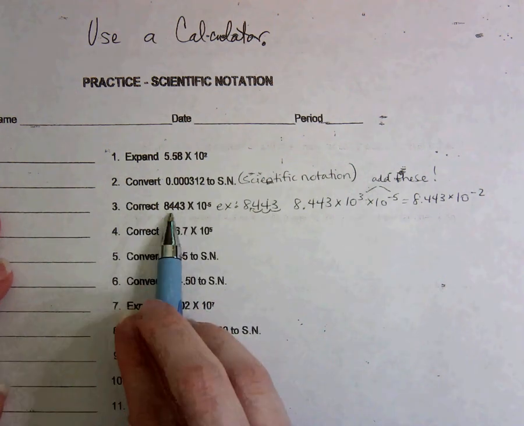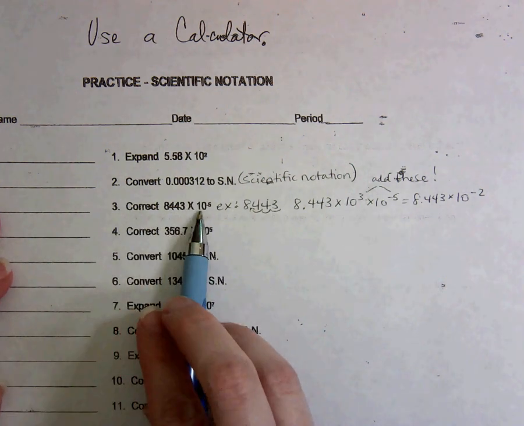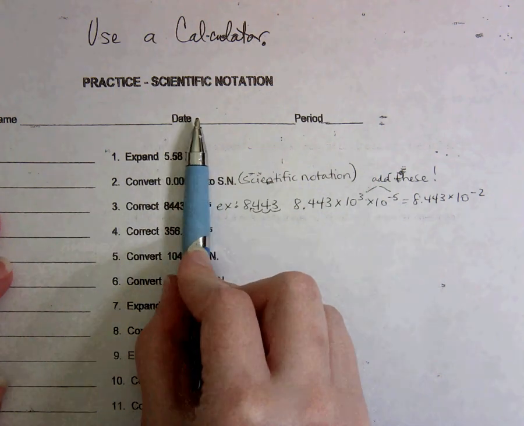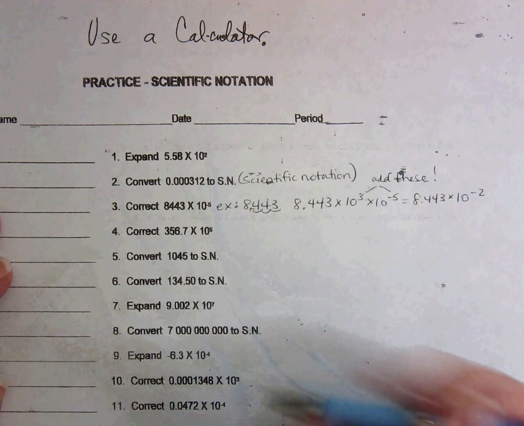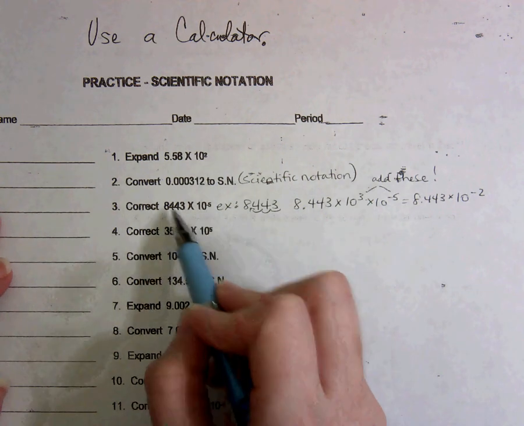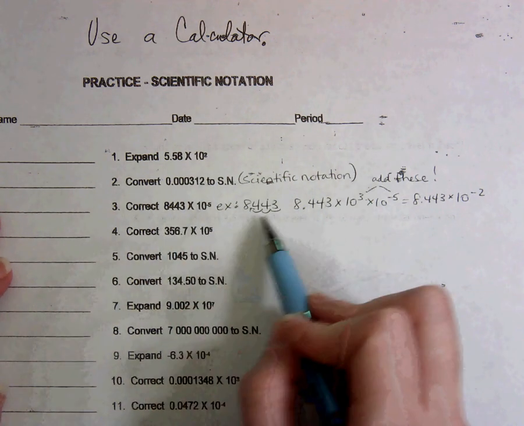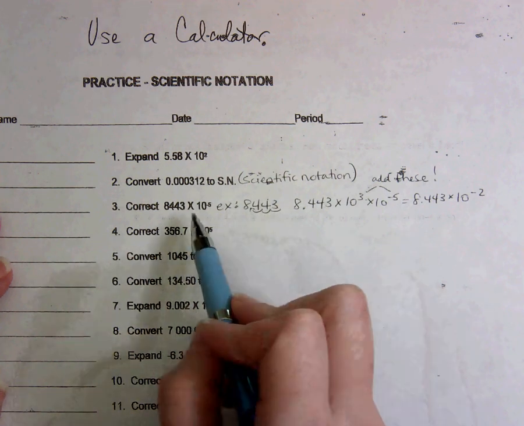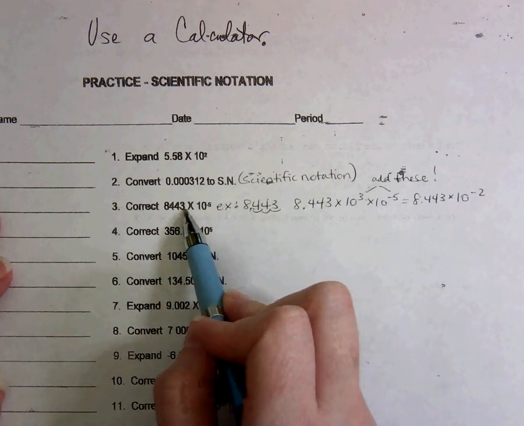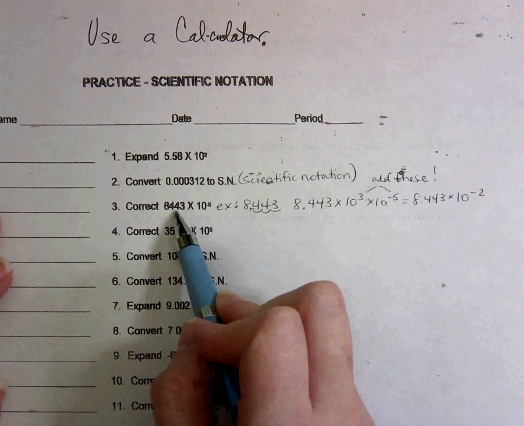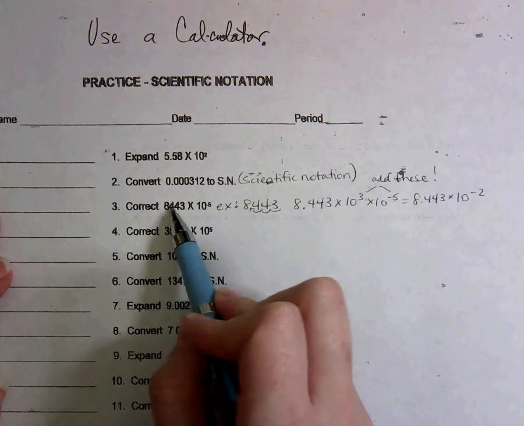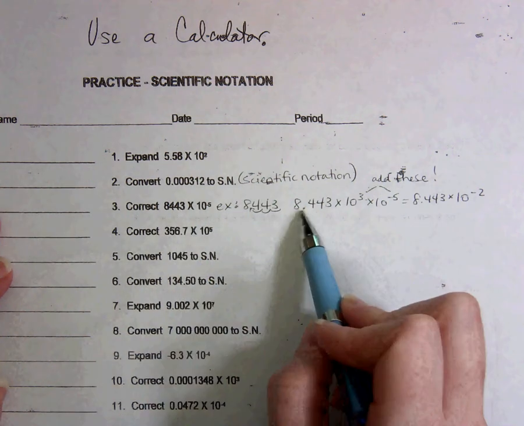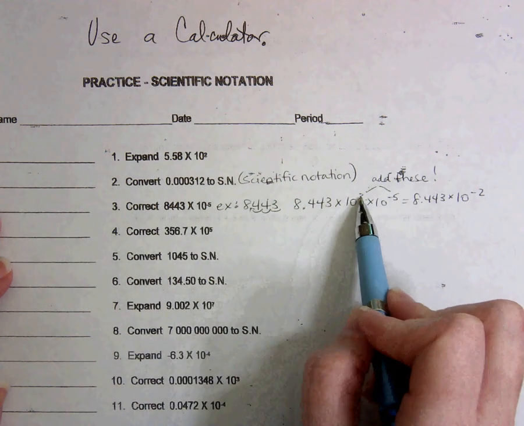So it says correct 8443 times 10 to the negative 5th. What you're going to do is ignore the times 10 to the whatever that it gives you. So ignore this for right now. Just concentrate on 8443. So I'm going to take 8443 and put that in scientific notation. Since there is no decimal, the decimal will be at the end, so I need to move it 1, 2, 3 places to get 8.443 times 10 to the third.